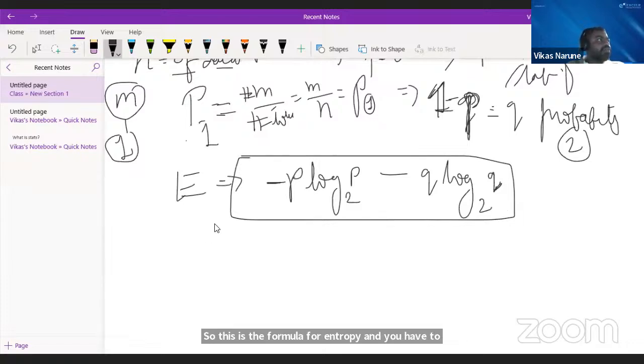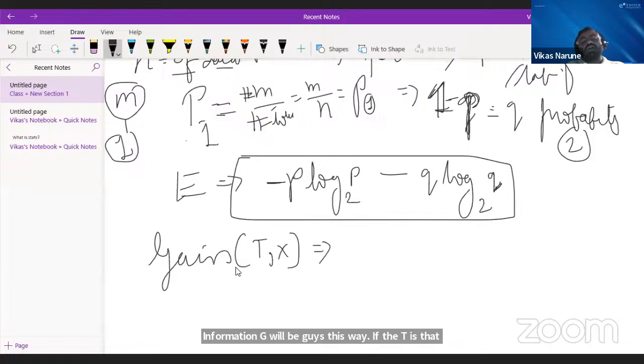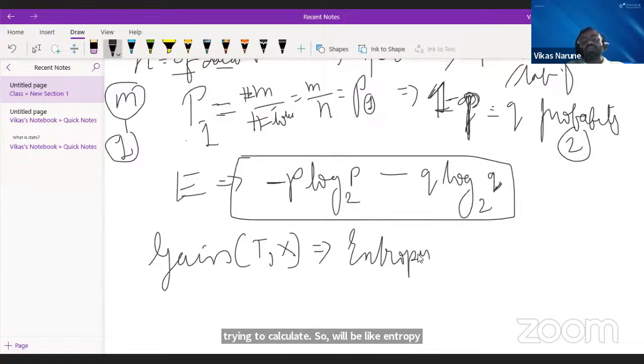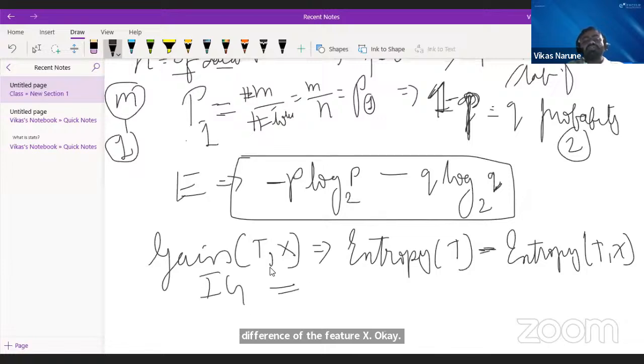And once you calculate the entropy, guys, you have to calculate the information gain. Information gain will be this way. If T is the decision tree and X is the feature on which the tree is split, after splitting the tree it becomes T of X. So what is the gain of the tree when I split on the feature called X? That is the gain we are trying to calculate. So gain will be the entropy before splitting the tree, and then we calculate the entropy after splitting the tree on the basis of feature X. That difference of entropy will be called gain, guys. Information gain, IG, for the entire tree.